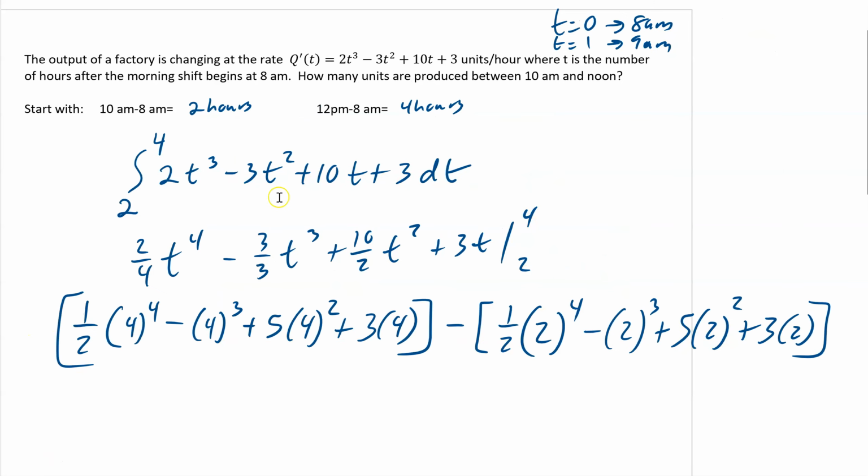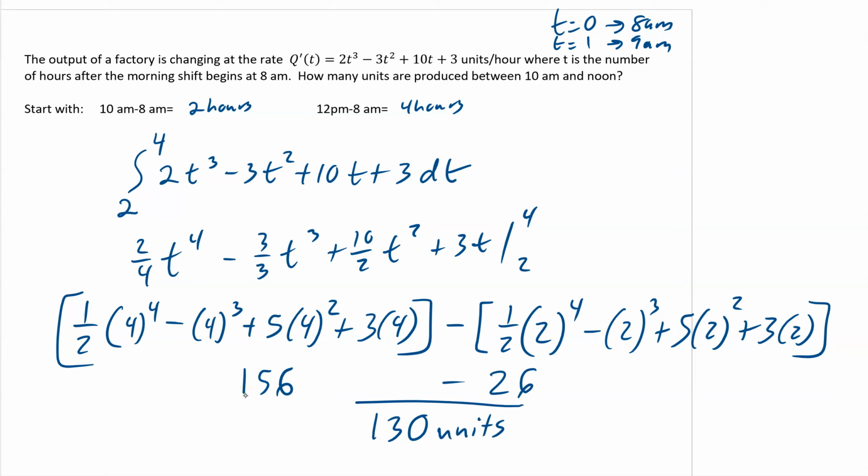And remember, by plugging in 4, we're thinking of it as finding the number of units produced up to 12. And then this is the number of units produced up to 10. Subtracting those two gives us the number of units produced from 10 to 12. Plugging those in our calculator, we get 156 minus 26, which is 130 units. It's our net change between the two.